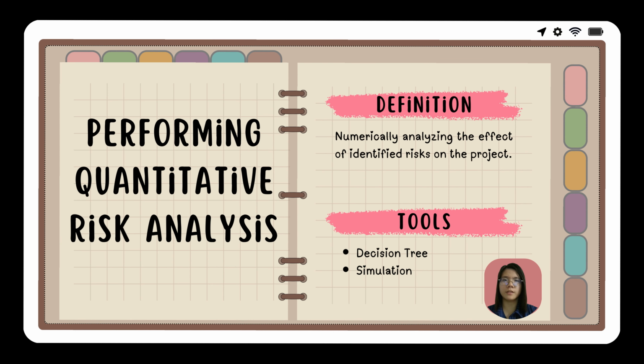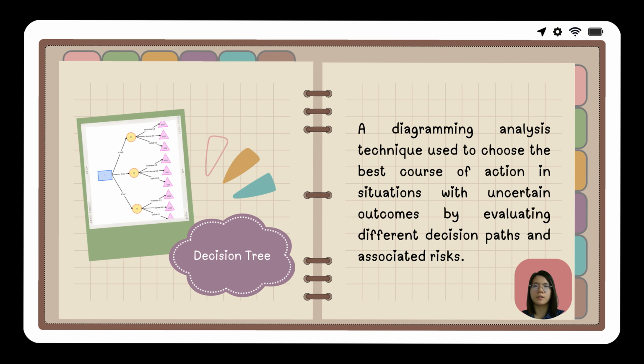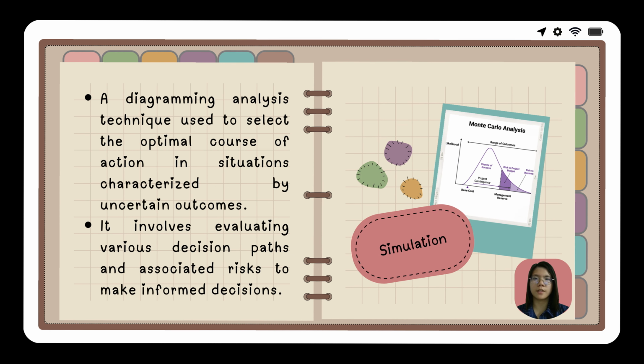Performing quantitative risk analysis involves numerically analyzing the effect of identified risks on the project. Tools used include decision trees and simulation. A decision tree is a diagramming analysis technique used to choose the best course of action in situations with uncertain outcome by evaluating different decision paths and associated risks. Simulation is a diagramming analysis technique used to select the optimal course of action in situations characterized by uncertain outcome. It involves evaluating various decision paths and associated risks to make informed decisions.